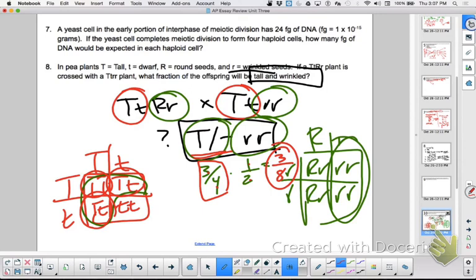If there's more than 2, would you still multiply them all together? What do you mean? Tell me again. Like if it's more than 2, like multiple letters, like 3 letters. Okay, so let's say the parent was this.